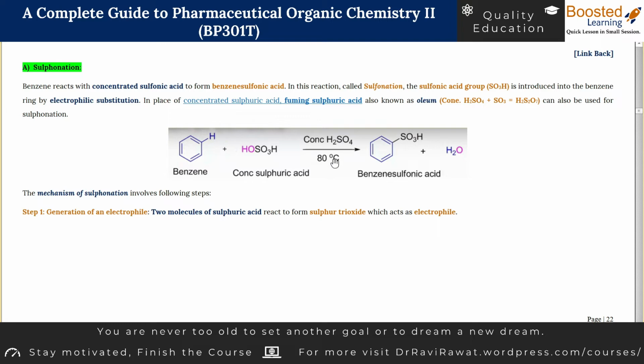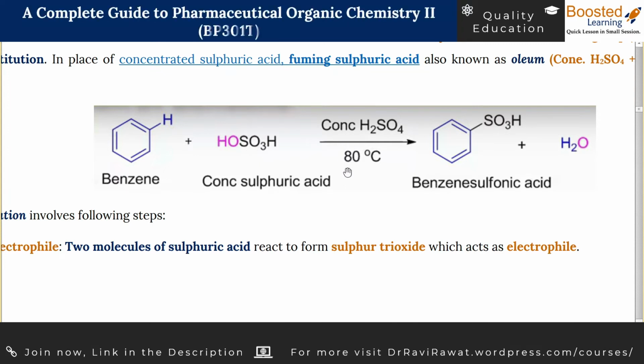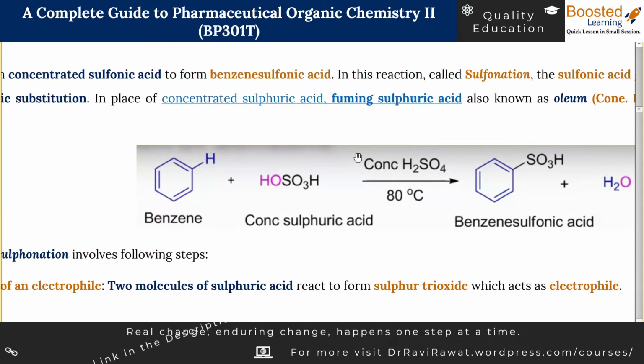In this reaction, concentrated sulfuric acid is being used. The acid itself is going to act as a reagent as well as a catalyst, and the reaction is happening at 80 degrees Celsius. So the molecule itself is acting as a reagent and is acting as a catalyst. I have already told you the product, which is benzene sulfonic acid.